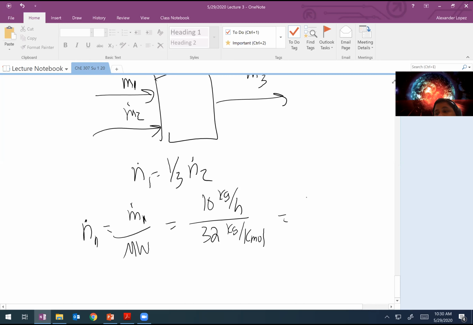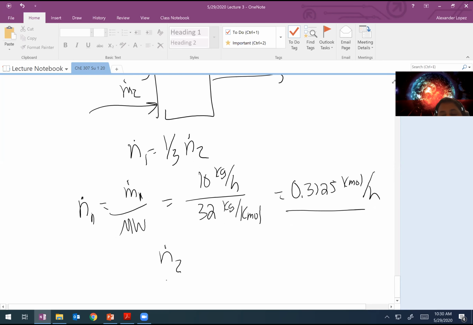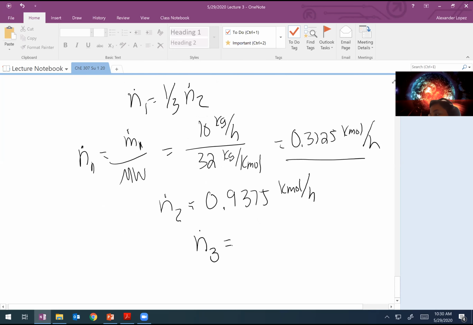So doing that math real quick, I have, let's see, 10 divided by 32, 0.3125 kilomoles per hour. That's why I didn't want it, just because I had to do this math first and it makes the numbers not as easy. But the process continues just as before. If N1 is 0.3125 kilomoles per hour, N2 by the relationship above is 3 times that, or 0.9375 kilomoles per hour, which makes N3 the sum of those two, because it's non-reactive, 1.25 kilomoles per hour.